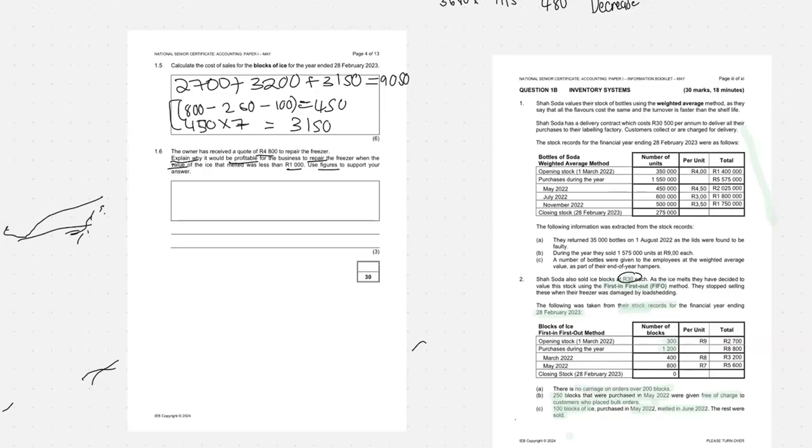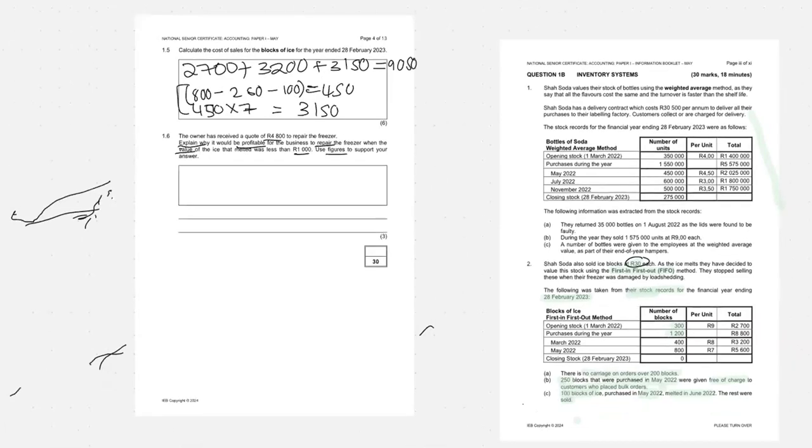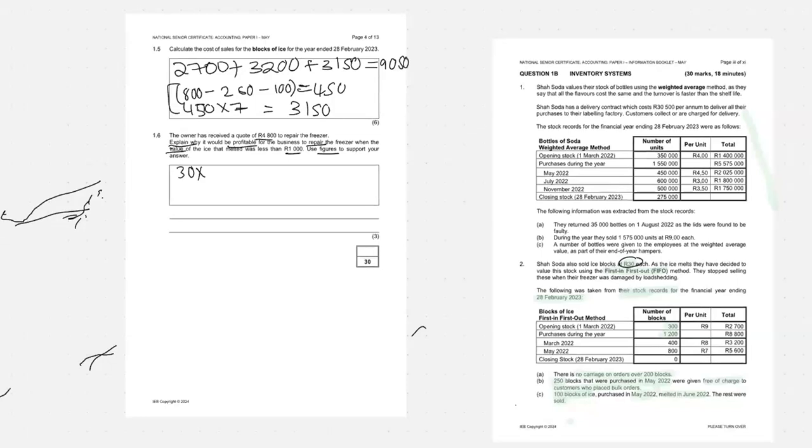We already calculated the cost of sales, so our other cost is just the repairs. So let's calculate our sales first. Sales is 30 Rand per block. So we say 30 times how many units did we sell? Sorry, 300 from the opening, 400 from March, and then 450 from May. So that will be 300 plus 400 plus 450. So we'll be multiplying to get our sales price.